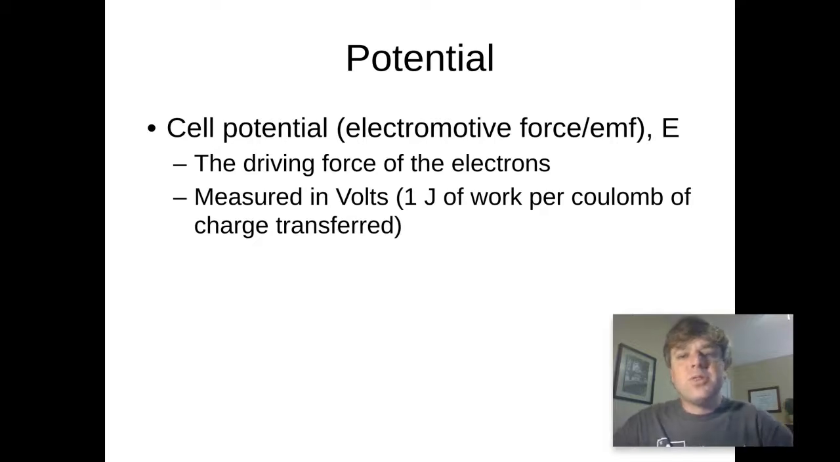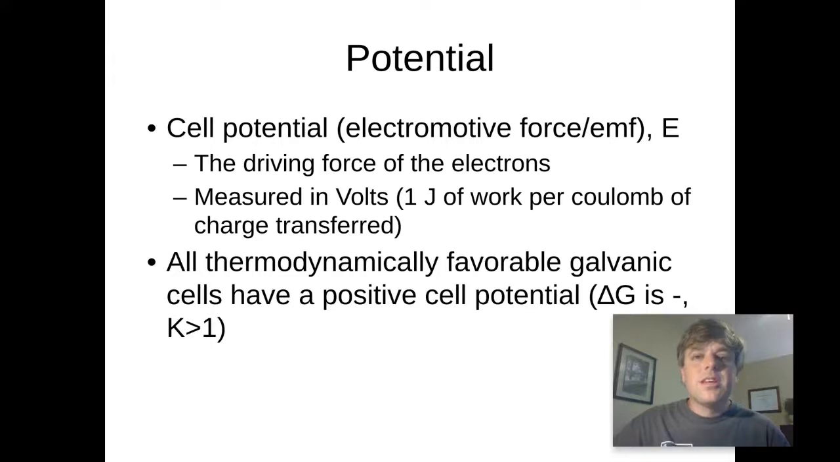But a volt is a joule of work per coulomb of charge transferred. And a coulomb of charge is essentially the amount of charge contained on a specific number of electrons. Now, all thermodynamically favorable galvanic cells, in other words, these things that produce a voltage, where a reaction happens, have a positive cell potential, meaning that their change in Gibbs free energy is negative, and their equilibrium constant is greater than 1. So all three of those things play together. And as you might guess, there's a relationship between these things.